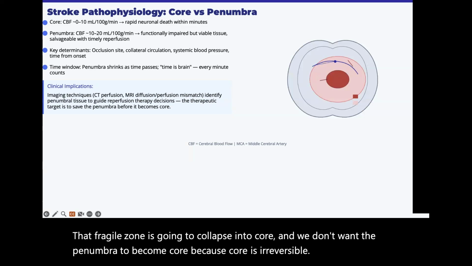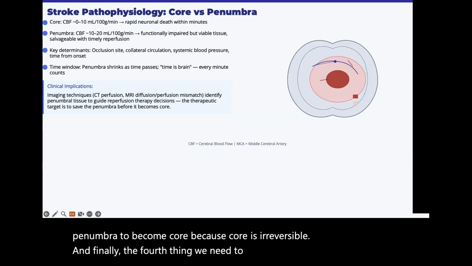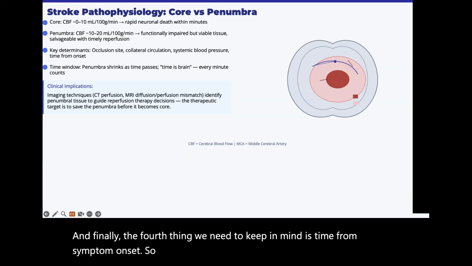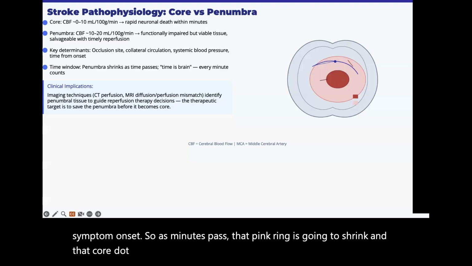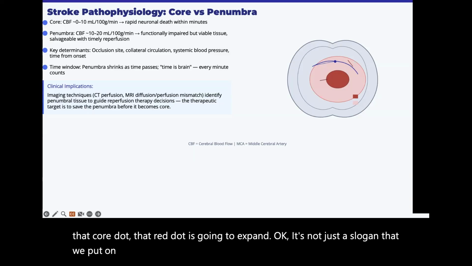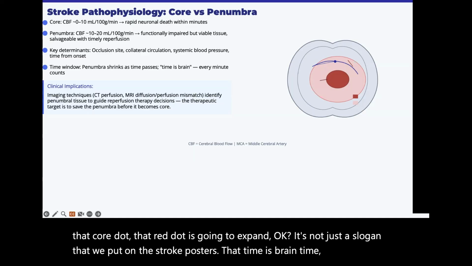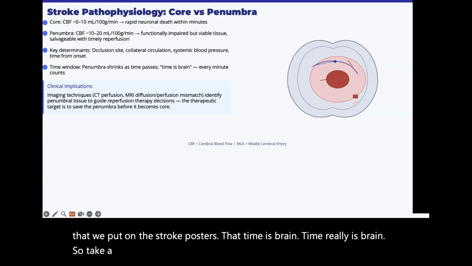And finally, the fourth thing we need to keep in mind is time from symptom onset. As minutes pass, that pink ring is going to shrink and that core dot, that red dot, is going to expand. Okay? It's not just a slogan that we put on the stroke posters that time is brain. Time really is brain. So take a look now at these clinical implications.